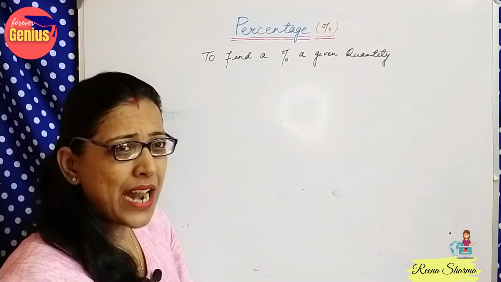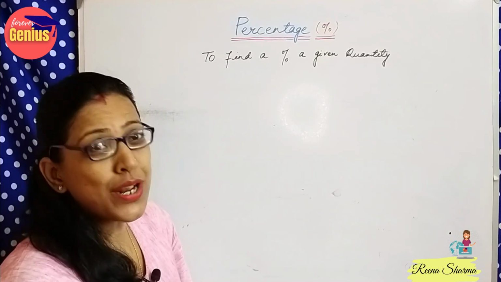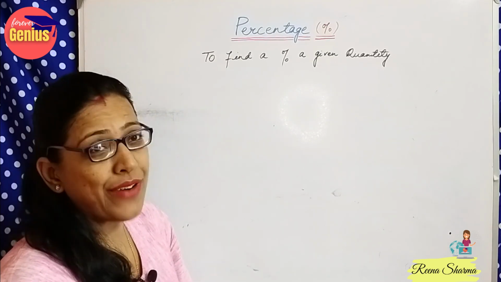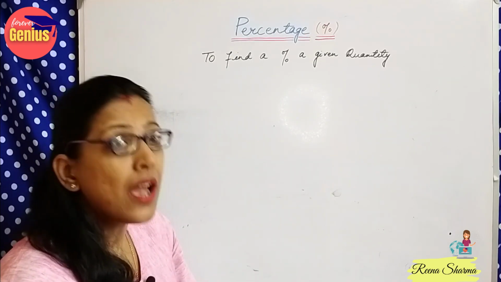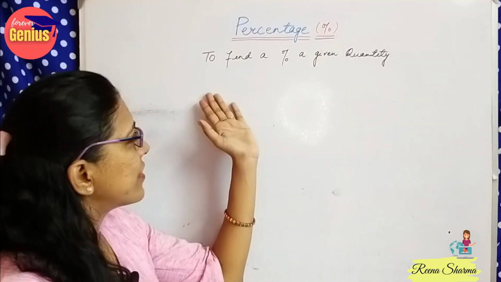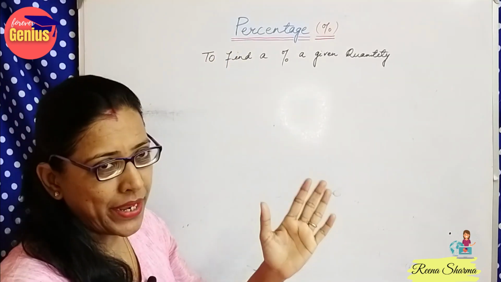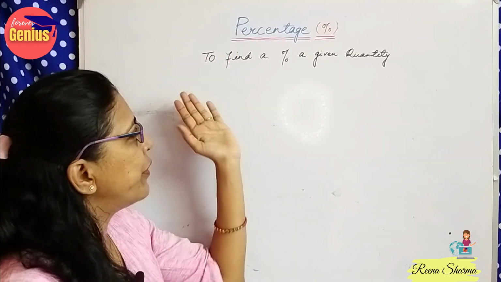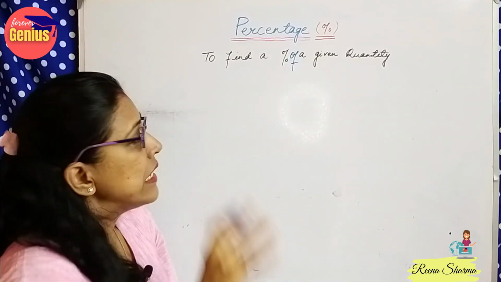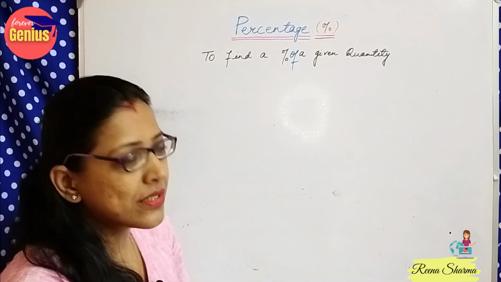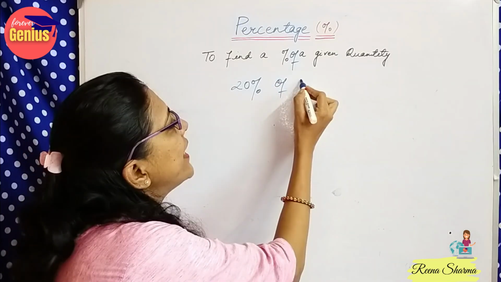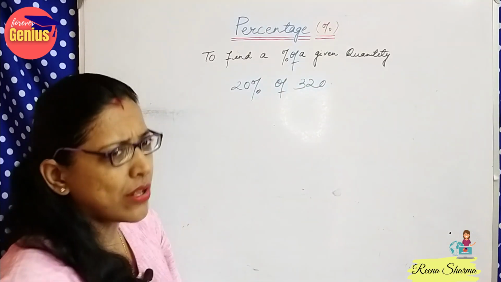So students, we started with percentage. We understood how to calculate percentage, convert it into a fraction, or if a fraction is given, how to convert it to percentage, decimal, and ratios. So these were the basics. Now let's continue with the same topic, and under that we will find the percentage of a given quantity. Suppose 20% of 320 is asked. We have done these also.